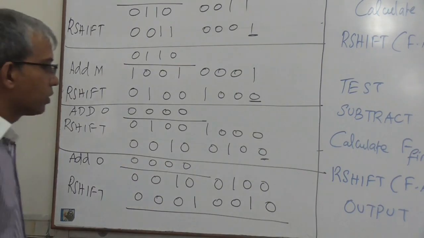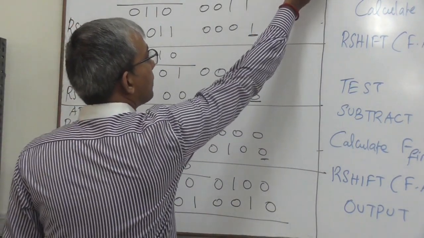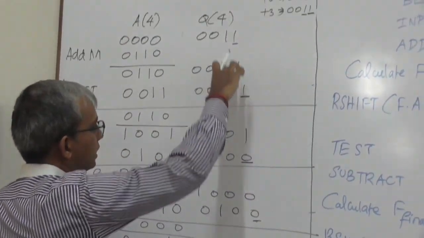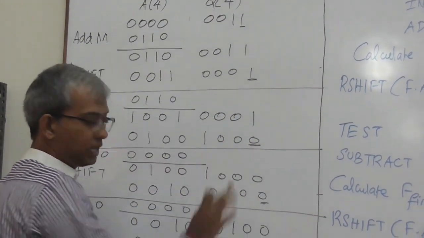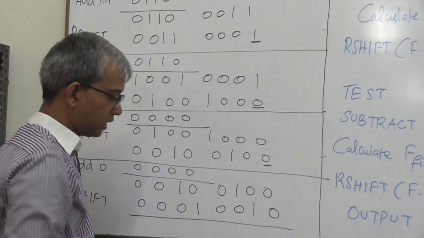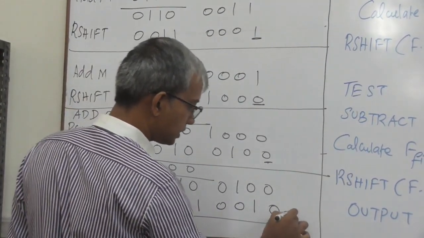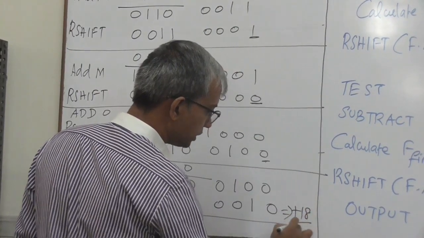So four iterations are over now. All the bits of your multiplier are processed. One is processed here, the second one is processed here, zero is processed here, and the final zero MSB is also processed here. This is my final result, which is nothing but plus 18.